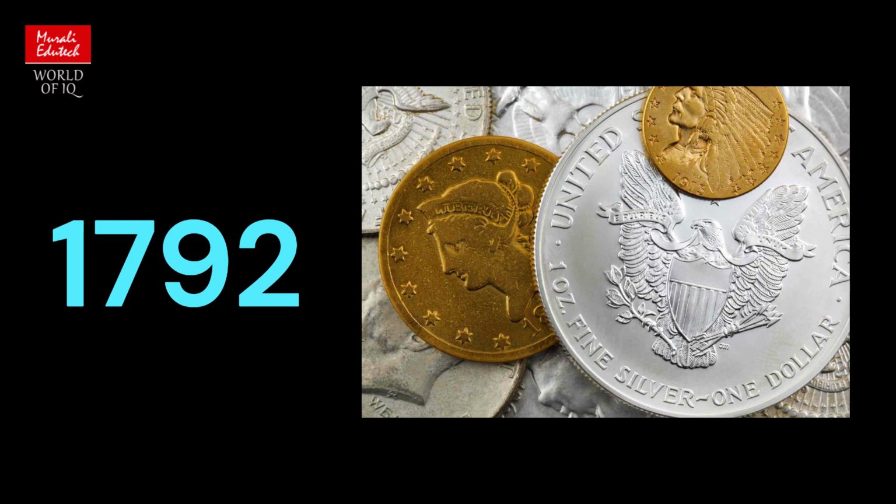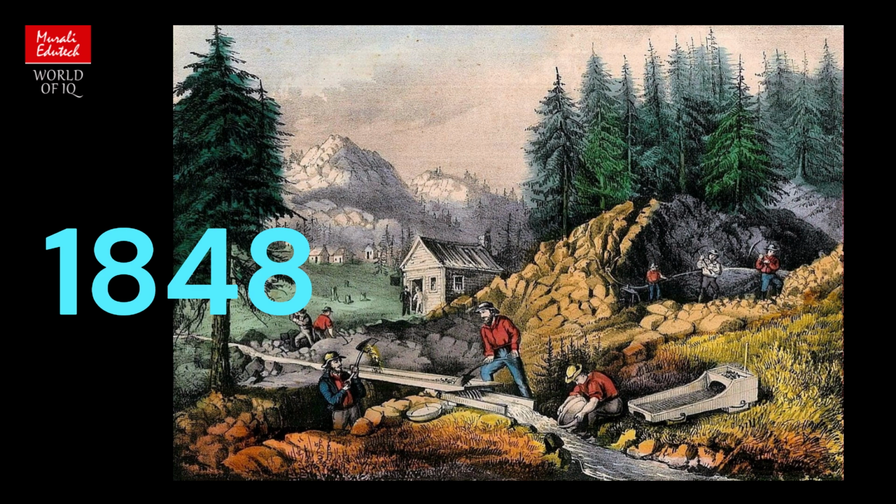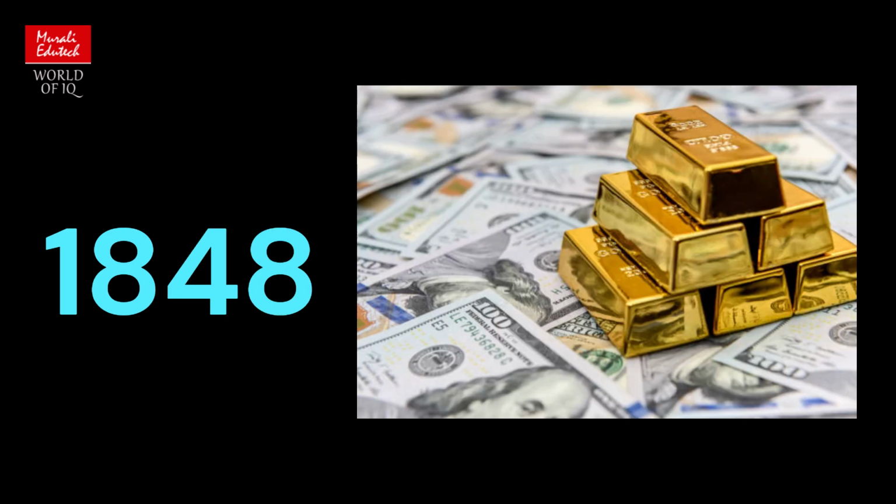1792. The Coinage Act established the dollar as the official currency of the United States. 1848. The California gold rush led to a rise in gold production while causing a decline in the value of silver. Consequently, the dollar was backed by gold.